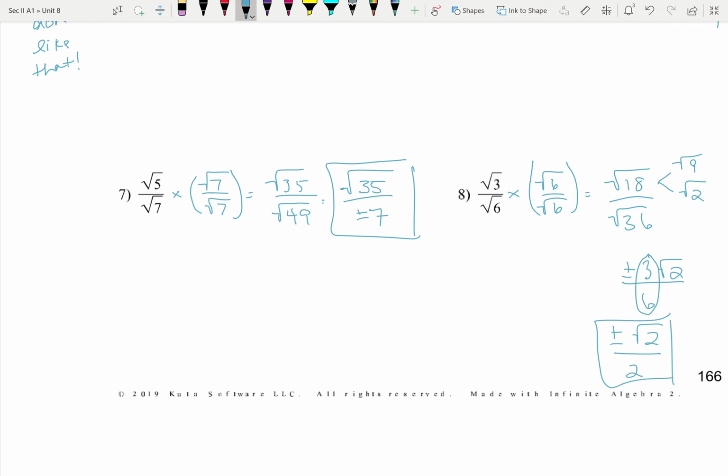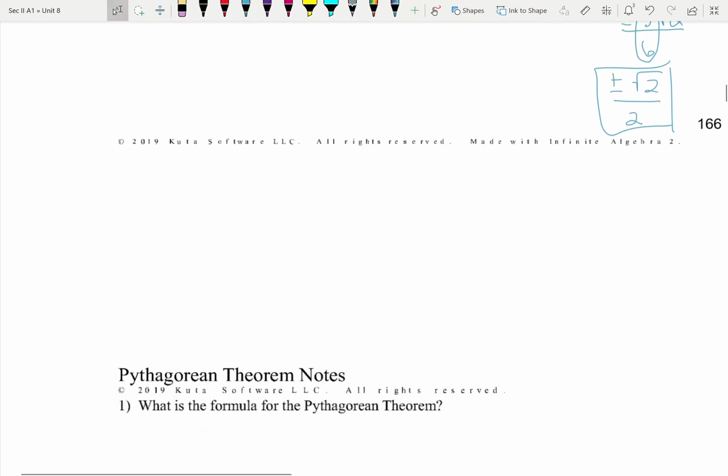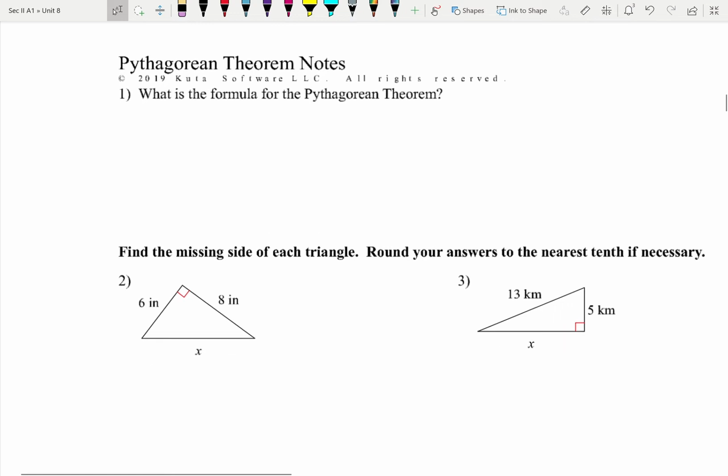That's a review of rationalizing and simplifying. Those problems will be on your homework. The second thing that we want to review today is Pythagorean Theorem. So what is the Pythagorean Theorem? If you recall, if I have any right triangle, I would have the short side A, medium side B, and then the hypotenuse is C.